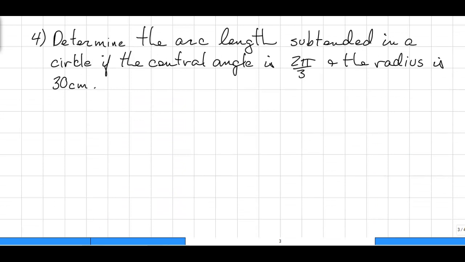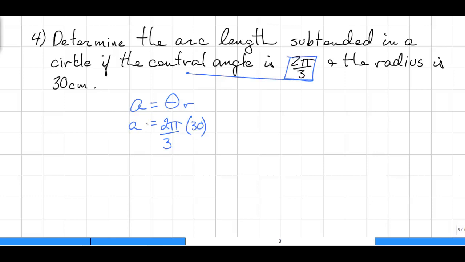Determine the arc length subtended in a circle if the central angle is 2 pi over 3 and the radius is 30 centimeters. So remember that arc length, we've got a formula for that, where A is equal to theta times r, as long as our angle is in radians. You won't always see a pi, but you can't see like 57 degrees. So if you know the central angle, plug it in. If you know the radius, plug that in, and that's going to give us our arc length.